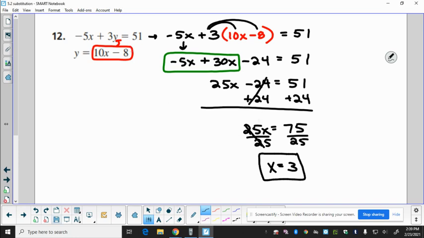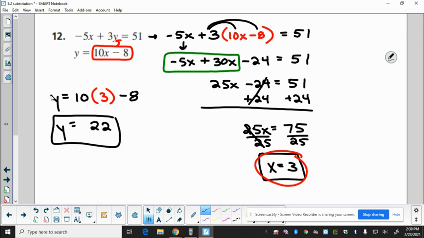Now you got to substitute to find the other answer. And I can see this equation's right here. Y equals 10 times whatever x is. And I see from down here, see it right here? It's 3 minus 8. Do that calculation. That'd be 30 minus 8. So that would be 22. There's the answer. You can write it as an ordered pair if you like. That's the place where the two lines intersect.